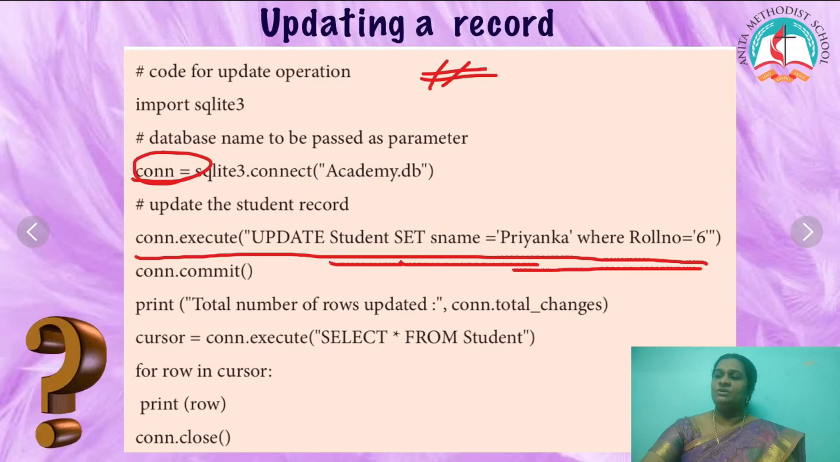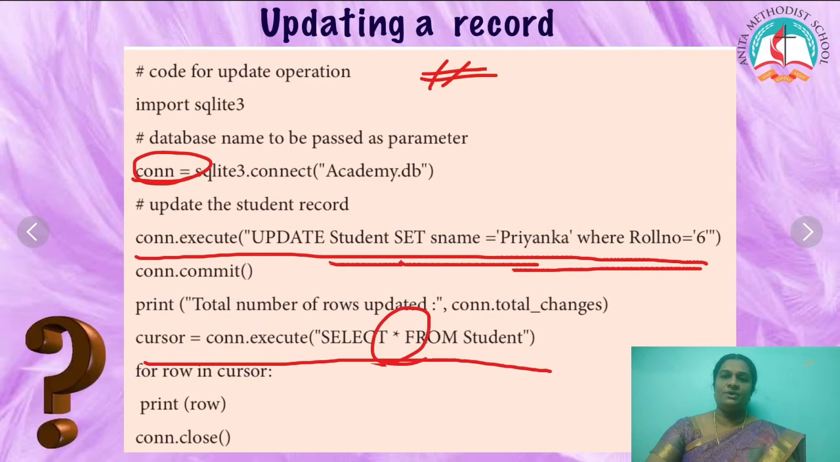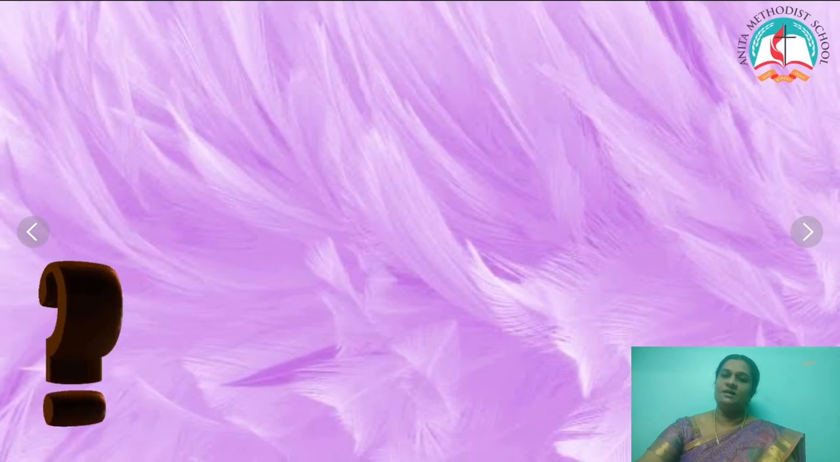And now we are going to commit it, and then we are printing the values. Before printing, you use another query called connection execute select asterisk from student. What is the use of the asterisk? I already told you, yes, it will select all the data. Print row, and then we are closing the connection. Okay, this is how you have to update a record using a program.